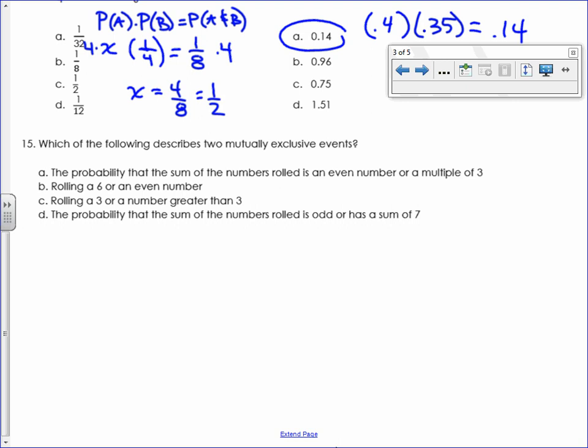Can you say the definition again? Mutually exclusive events do not share outcomes. There's no overlap.